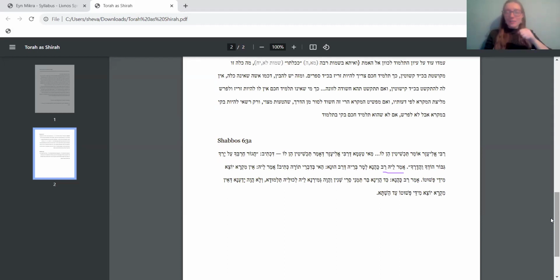Now, obviously, this is a very hard conversation to understand. What did Rav Kahana not know here? What does this mean? First of all, we didn't really understand what it means that a pasuk cannot depart from its pshat meaning, right?